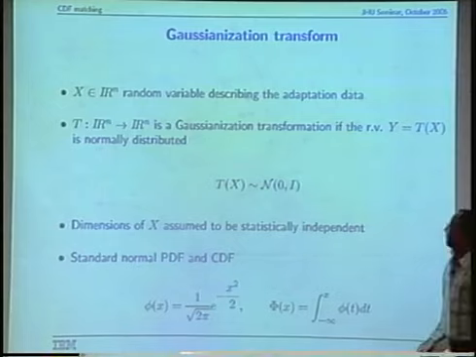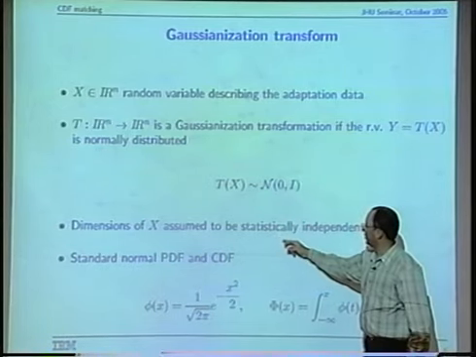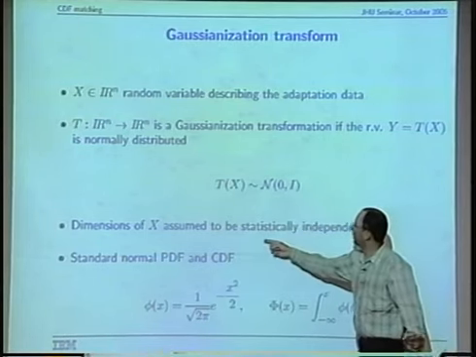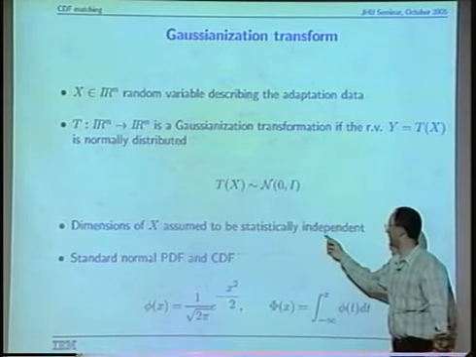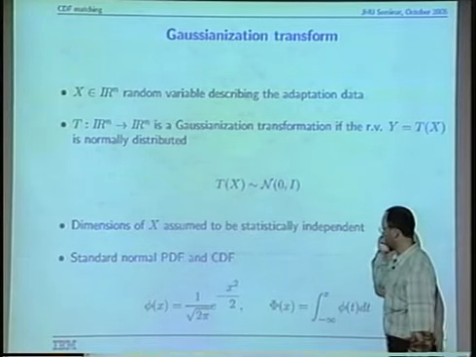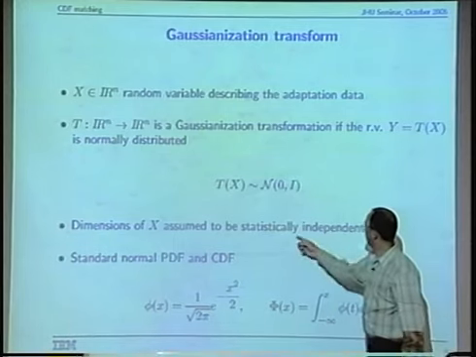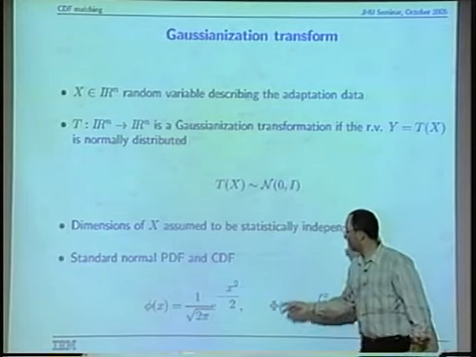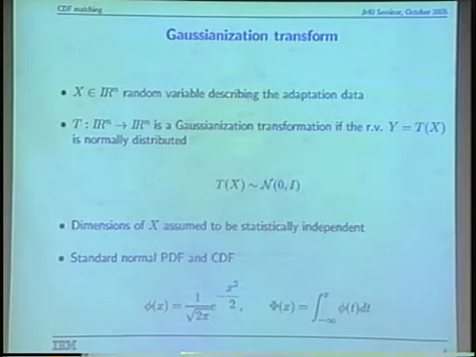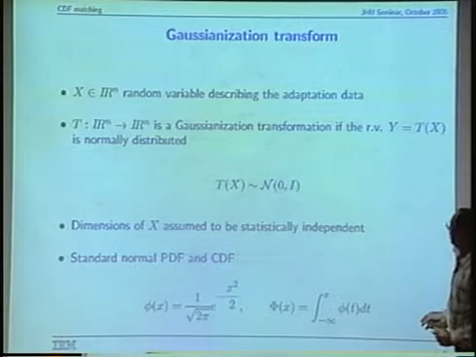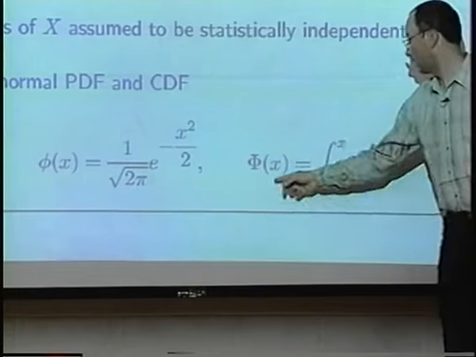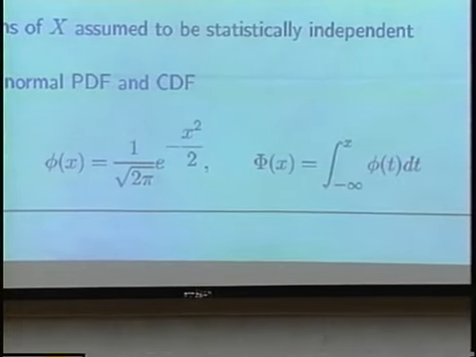Okay? And we make this simplifying assumption that the dimensions of X, so assume X and Y are both vectors of random variables, we make the assumption that the dimensions are statistically independent. And I'll talk later on about ways to cope with the problem of statistical independence. Okay. And here we have the standard normal PDF and CDF. And as I said, we want to map the random variable X to the random variable Y, which has the PDF phi of X and the CDF capital phi of X. Okay.